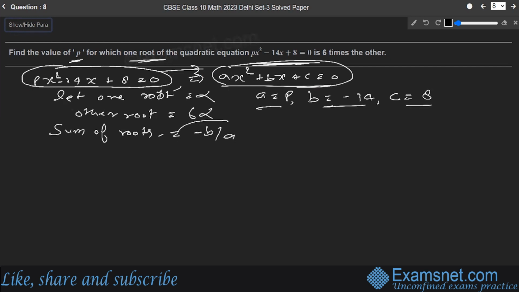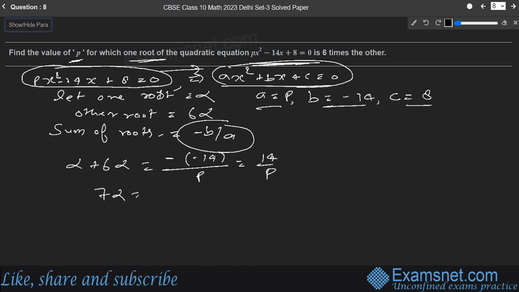Now the sum of the roots is given by minus b over a. So alpha plus 6 alpha is equal to minus b by a, that is minus of minus 14 divided by p, which is nothing but 14 by p. Alpha plus 6 alpha is 7 alpha, which is going to be 14 by p. So 7 can cut 14 by 2. So alpha is nothing but 2 by p. So we have found the value of alpha as 2 by p.